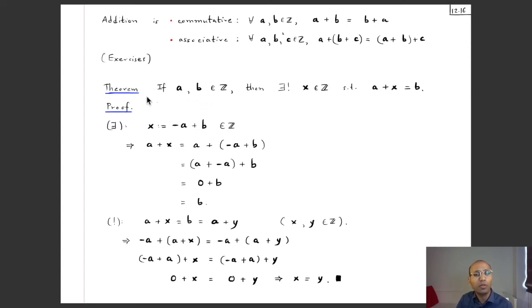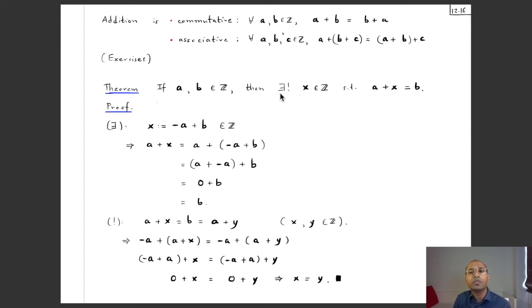But let us now prove the following theorem, which had initiated the whole discussion. Namely that if you have any two integers a and b, then there exists a unique x, which is an integer, such that a plus x is equal to b. So we had started our discussion by saying that, well, if m and n are two natural numbers, then we may not always be able to solve m plus x is equal to n, where x is a natural number. But now this theorem is telling us that whenever you have data which are integers, any integers, then you can always find an integer solution, and in fact this integer solution is unique.